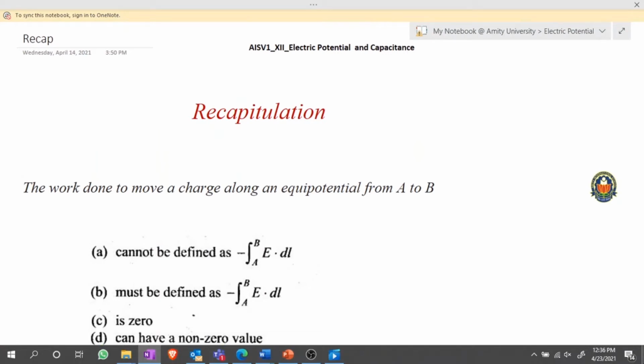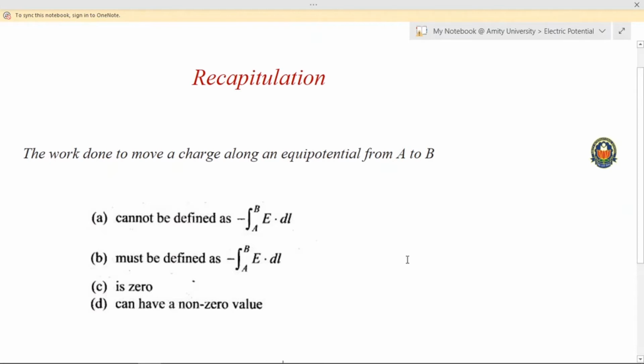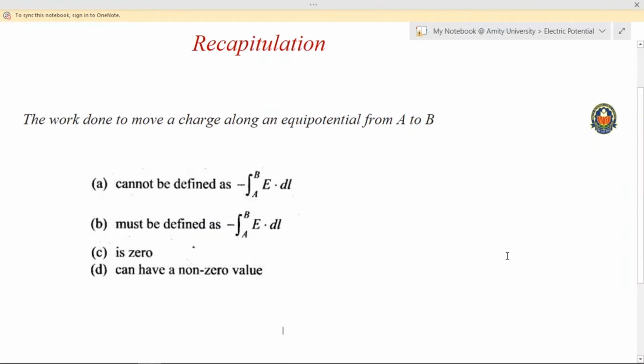Students, in the previous class, we discussed equipotential surfaces. Now, with a short recap, let us continue our discussion. So, here is a question in front of you, which is from NCERT Exemplar. The work done to move a charge along an equipotential surface from A to B. Now, there are four options, and you need to select.